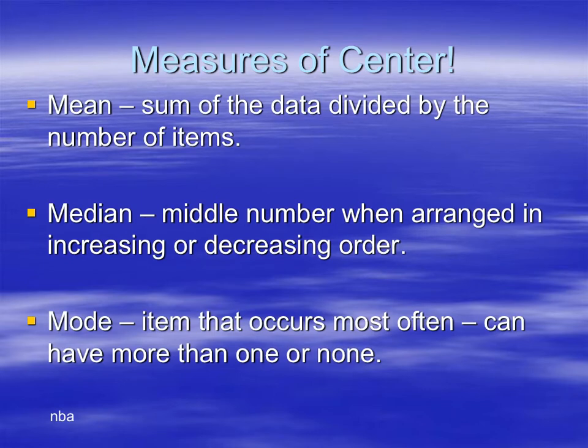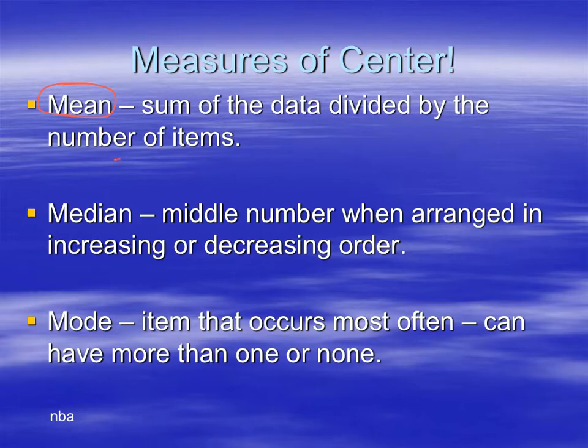So one type of statistic is called the measure of center. And I believe you've done this in Algebra 1, a little bit last year in Algebra 2, and so on. But our main measures of center, and these are basically called averages, are the mean. And the mean is defined as the sum of the data divided by the number of items.